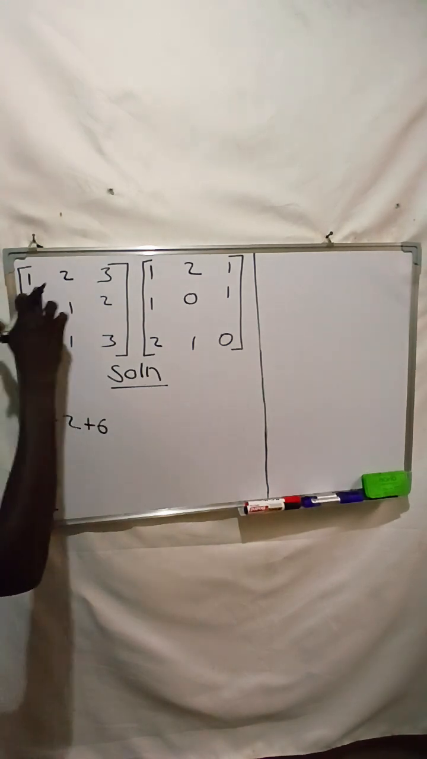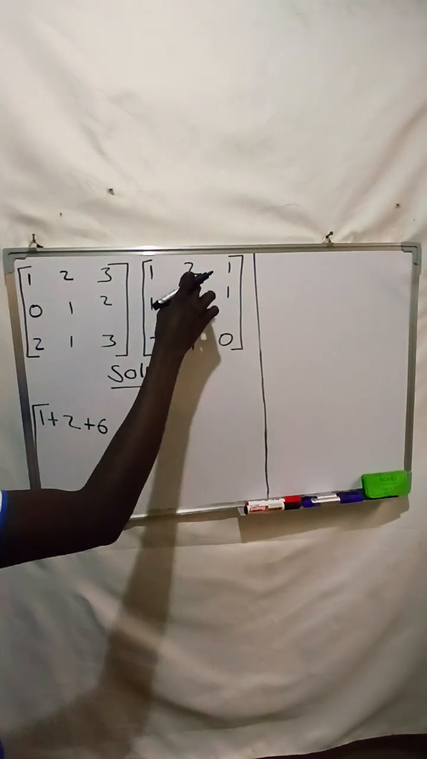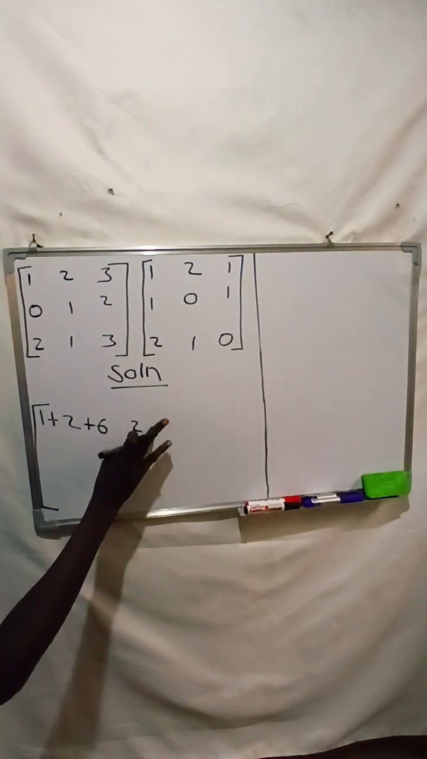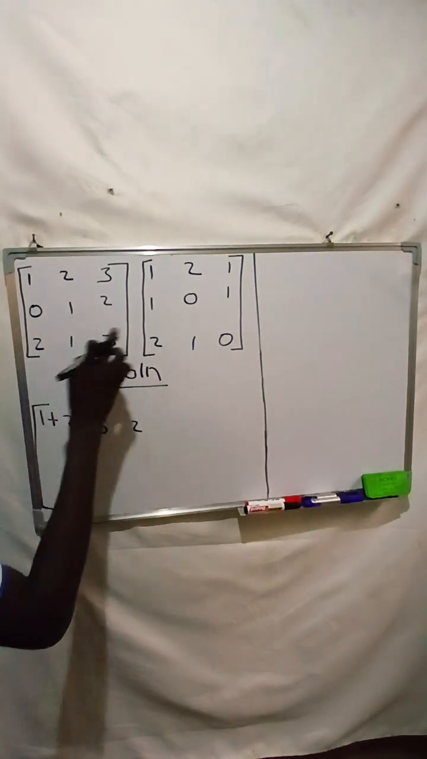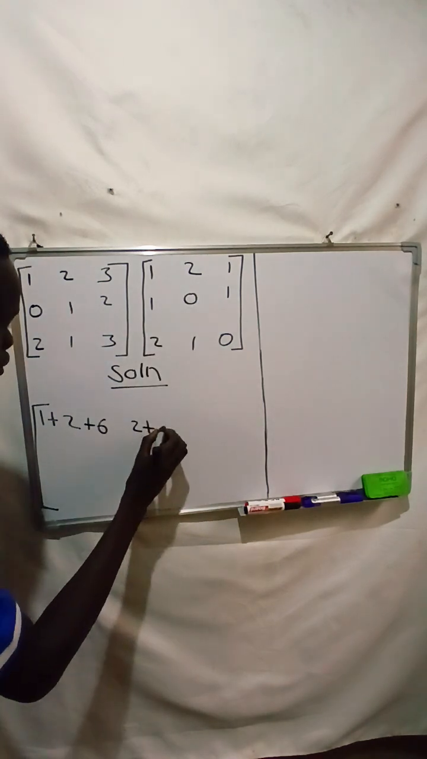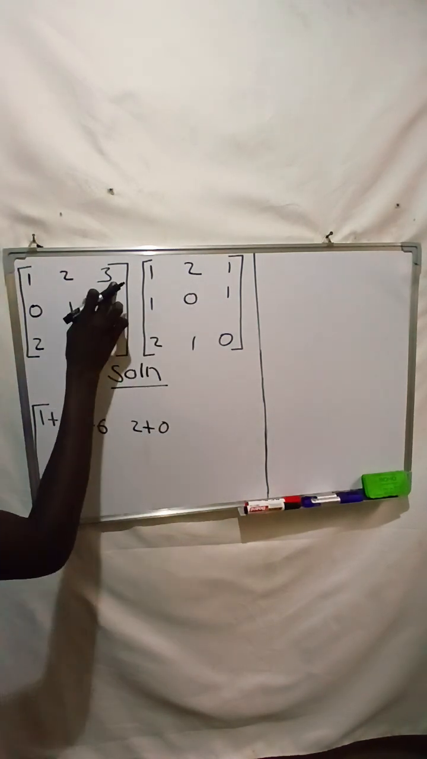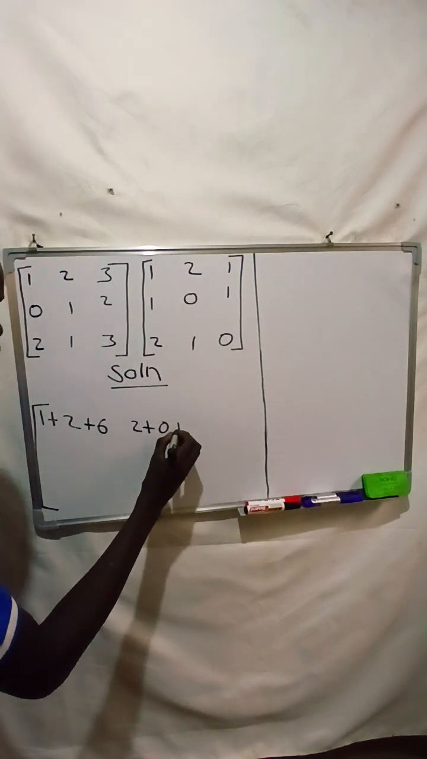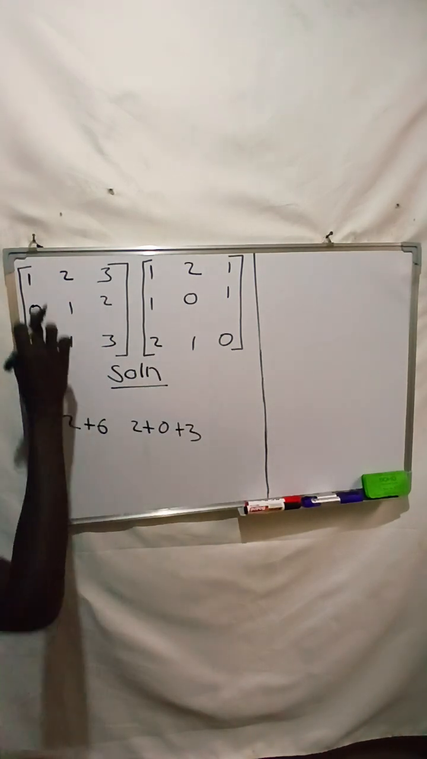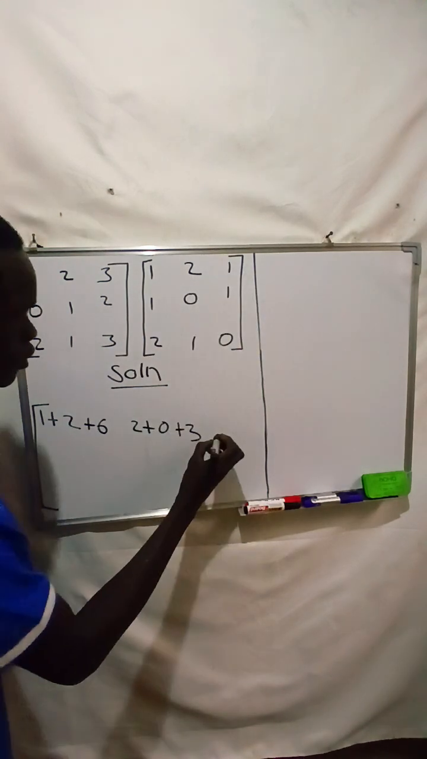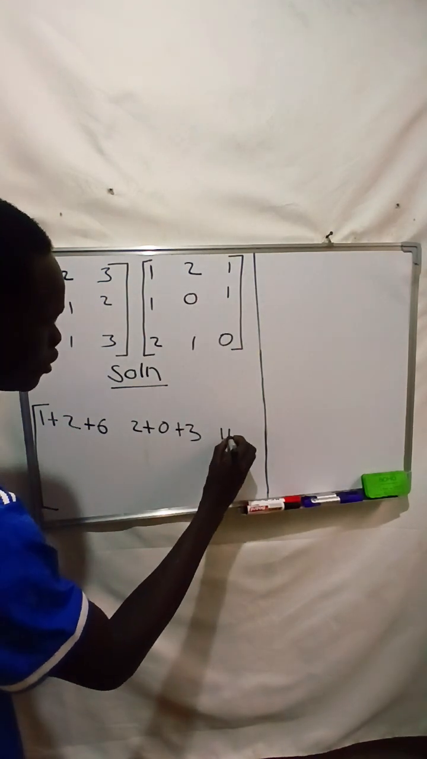Again, how about 1 multiplied by 2? I think we're getting 2, right? It is going to be 2. How about 2 multiplied by 0? I think we're getting 0, right? So we're going to have 0. How about 3 multiplied by 1? I think we're getting 3, right? It is going to be 3. How about 1 multiplied by 1 here? I think we're getting 1, right? Okay, here we're getting 1 plus.